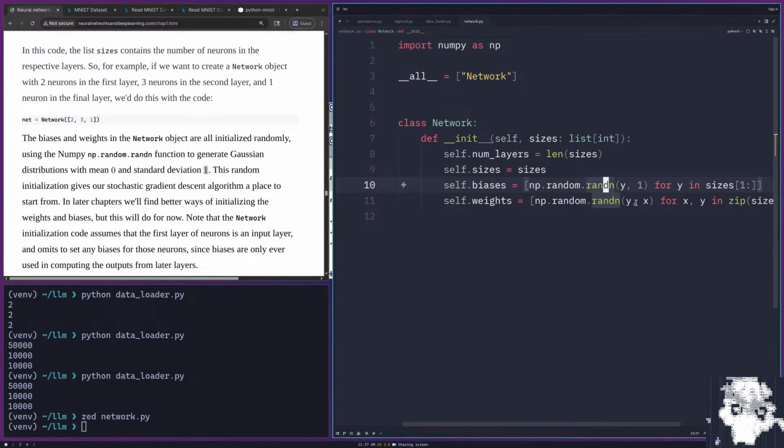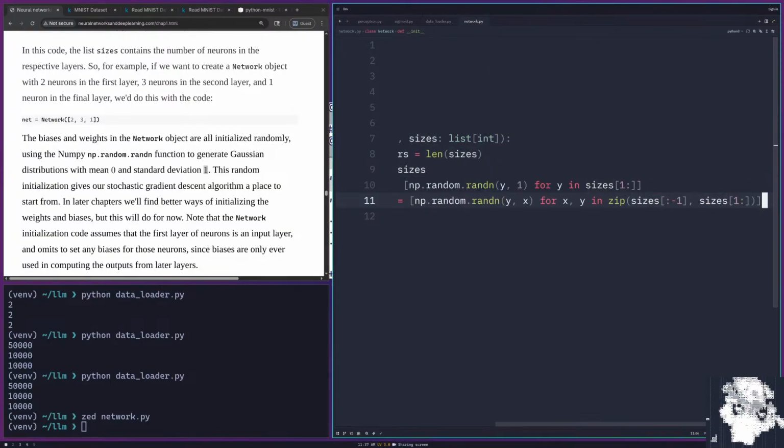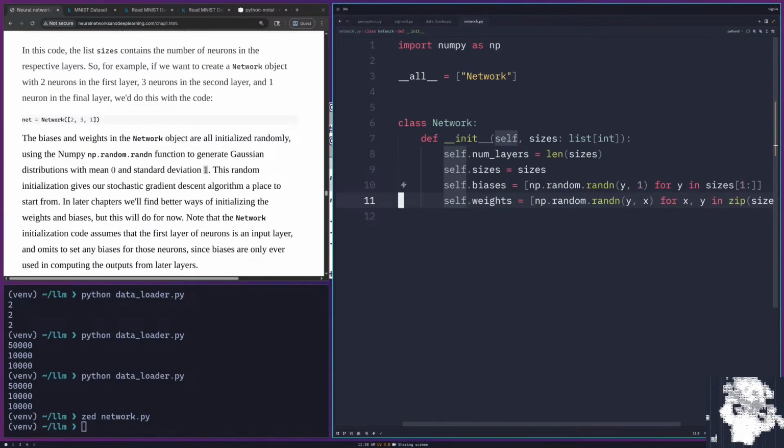But we didn't. So that's what this slice starting at 1 means. And then the weights are a matrix. And these ones do include the first layer. I guess because there's a weight for each input, even though there isn't a bias for each input. Okay.